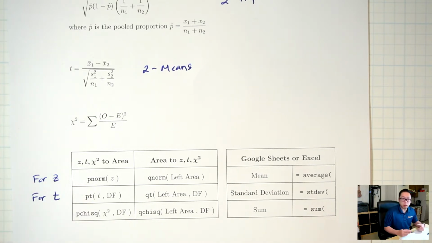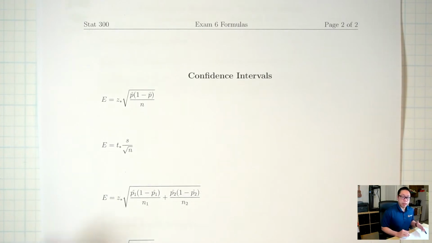On the right side, these are commands in Google Sheets or Excel. We'll be using this today, so let me skip this and come back to this later on today. The second page are all my formulas for confidence intervals. We won't be talking about these today, so we'll talk about these in the next lecture.